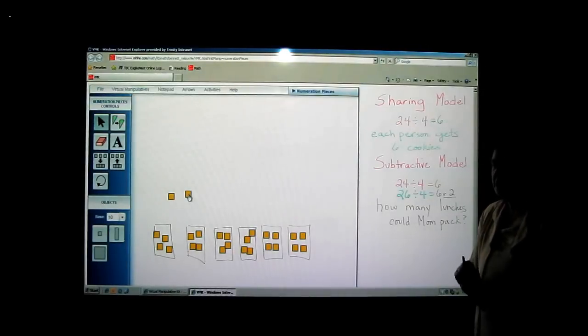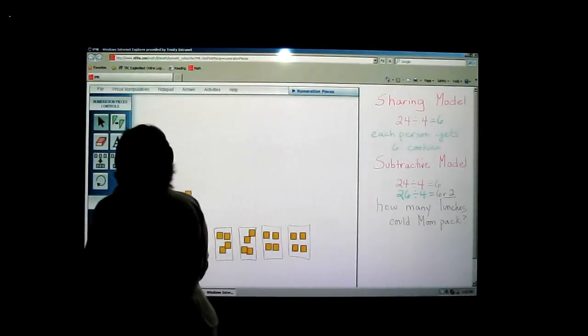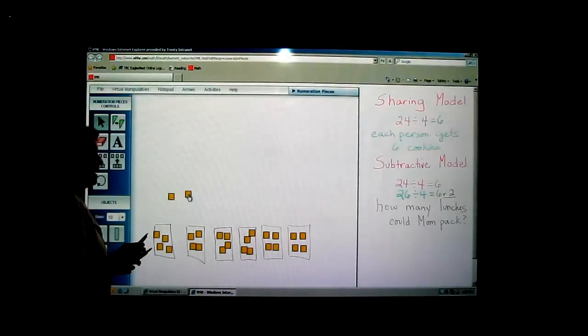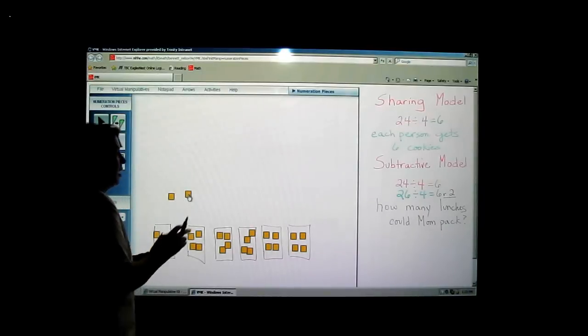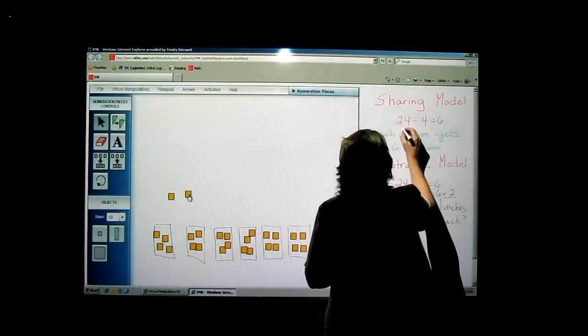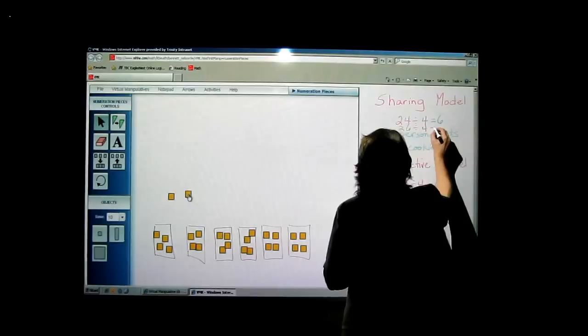So, in this case, Mom could pack 6 lunches, and she would have 2 cookies left for herself, for her lunch. Now, she's not quite as lucky as the kids who are going to school, because she only gets 2 cookies and everybody else got 4. But they're just left over. Right? In the sharing model, what does a remainder mean? Let's do the same problem. We've got 26 divided by 4.